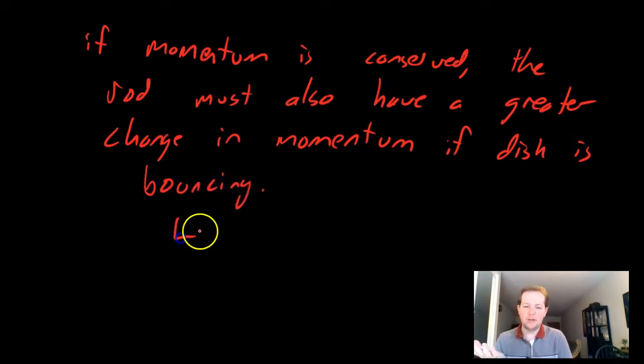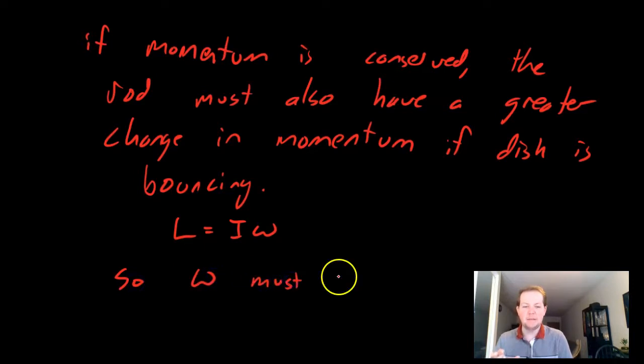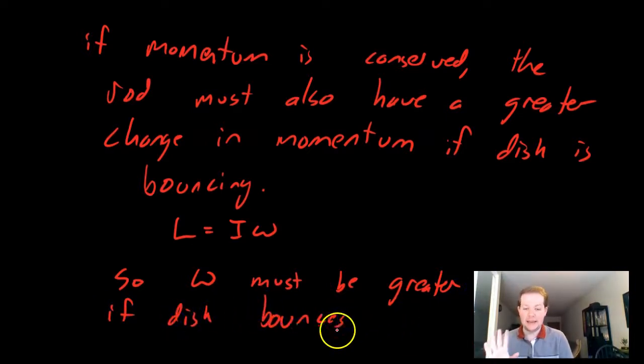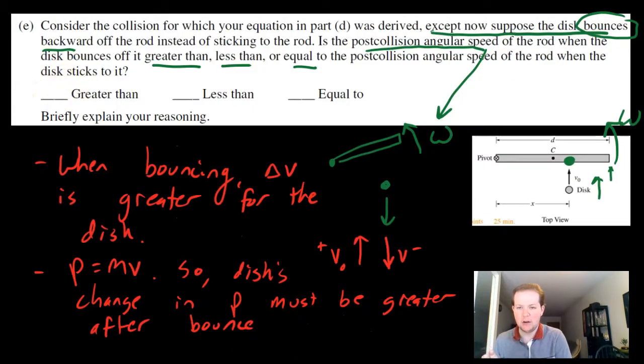Okay, and then I know L is equal to I omega. So if the rod's change in momentum is larger, it still has that same rotational inertia, so omega must be greater if the disc bounces. Those are the big ideas. Then let me go back and make sure I said it was greater. That's all the questions.